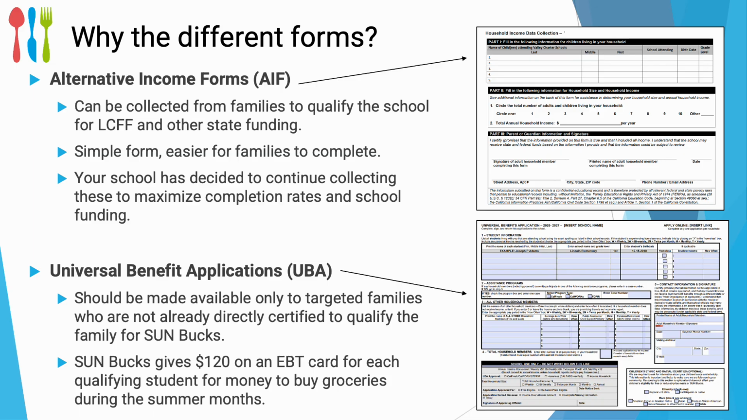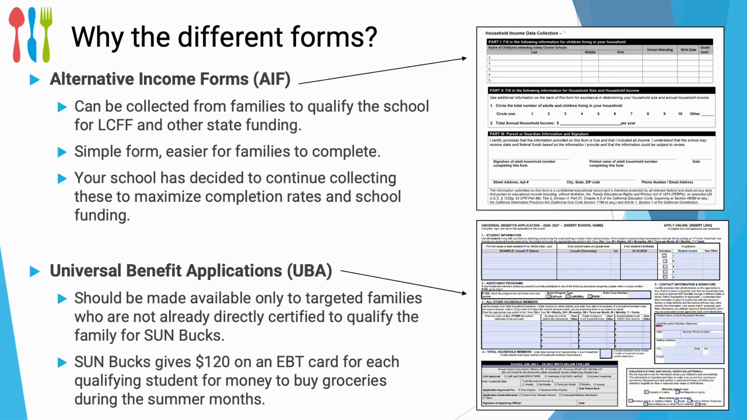So why do they have different forms? The alternative income form, shortened here to AIF, you'll see that throughout the presentation. This is a simple form that just asks for the total number of people in the house and the total income for the whole house. This is what you may have collected in past school years to qualify for LCFF funding and other things. Your school has decided to continue collecting this simple form to maximize completion rates and to make sure that you get all the school funding that you are entitled to.